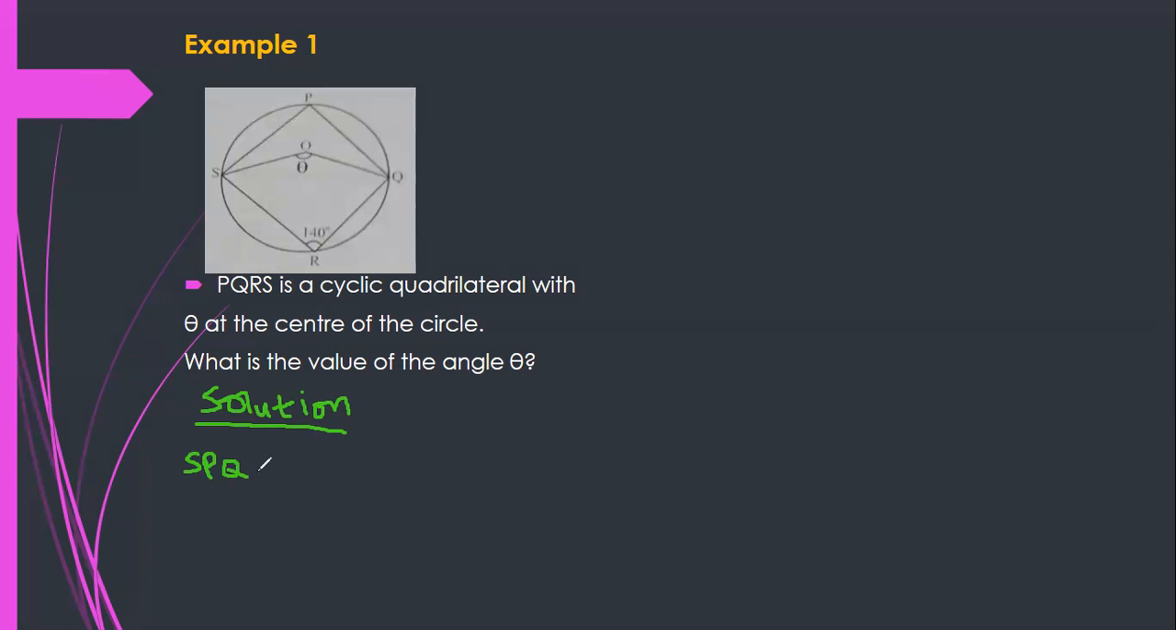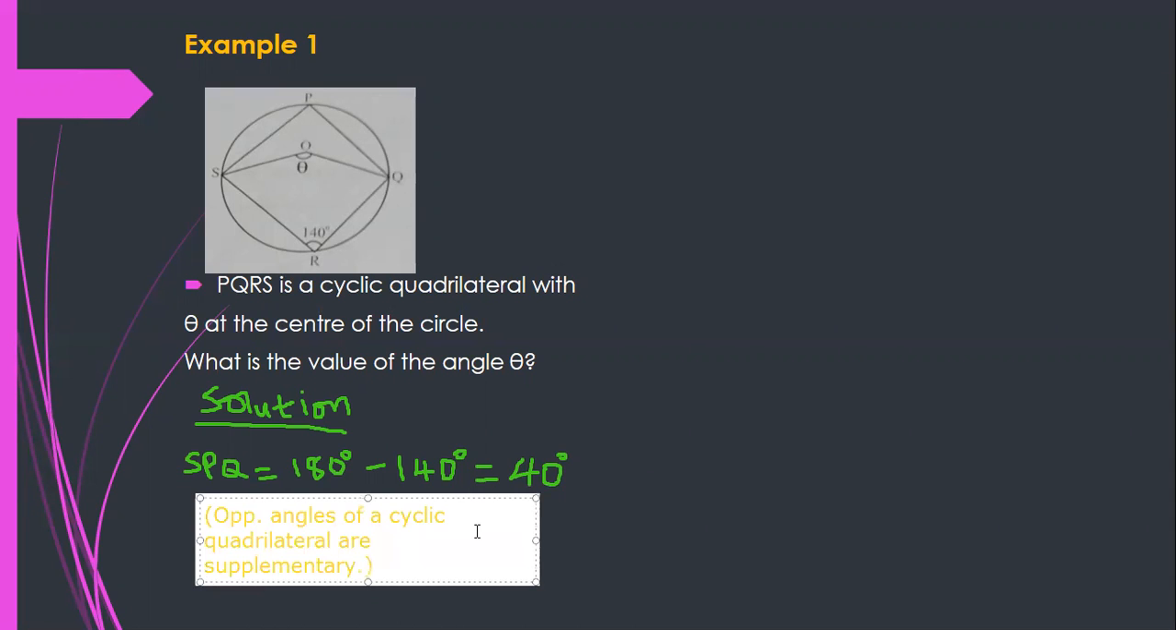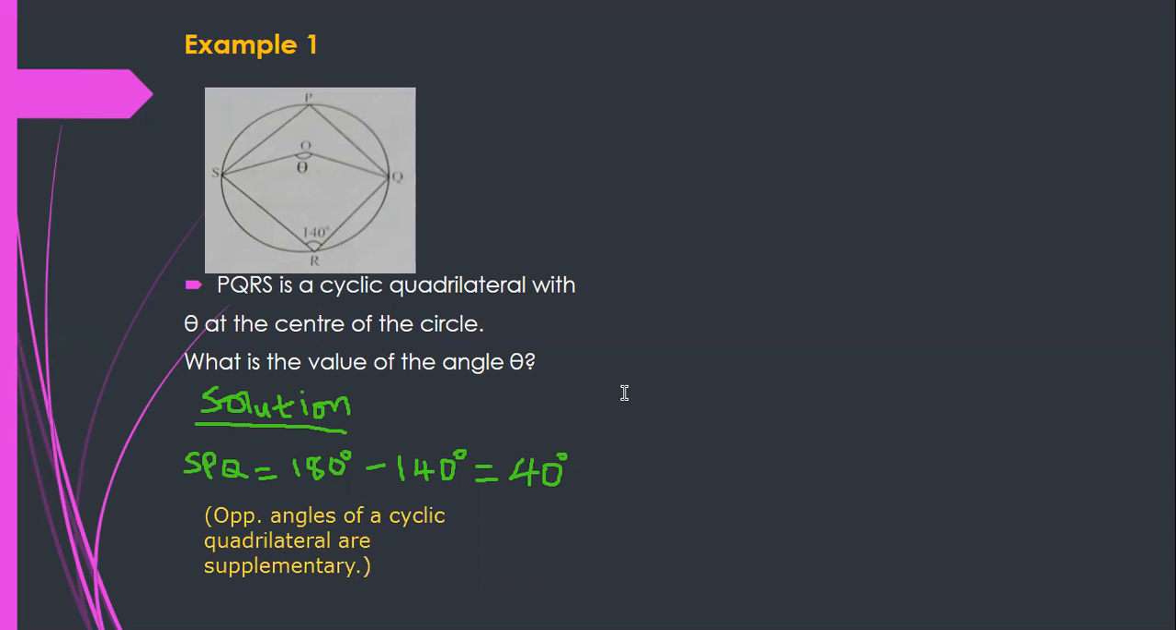SPQ is equal to 180 degrees minus 140 degrees, which is 40 degrees. So once again, let me remind you, opposite angles of a cyclic quadrilateral are supplementary. Let me just write it at this corner for you to remember. So we have found SPQ.